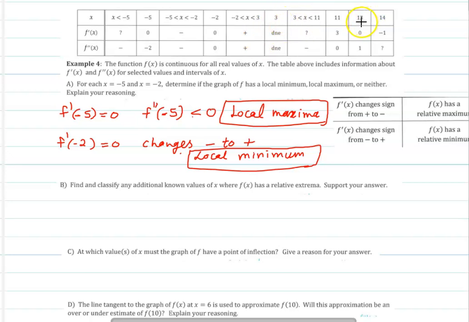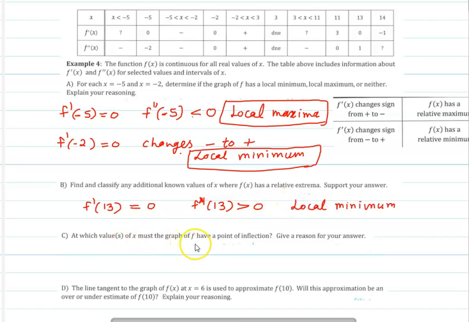Let us look at 13. Since we are not given intervals on the left and right of this point, we have to use the second derivative test. We see that the second derivative is positive at 13, so this would be a local minimum.